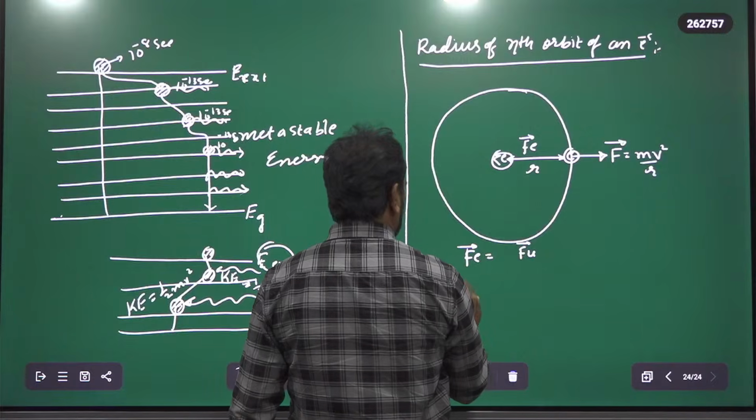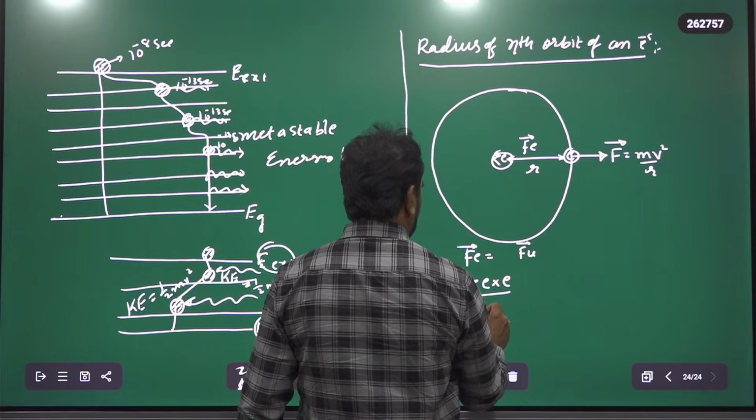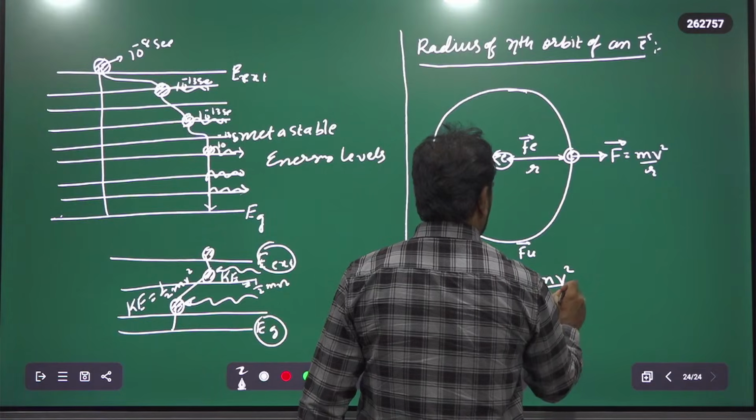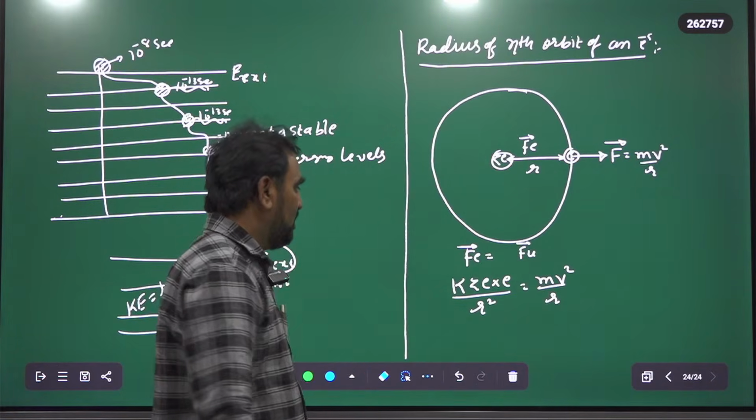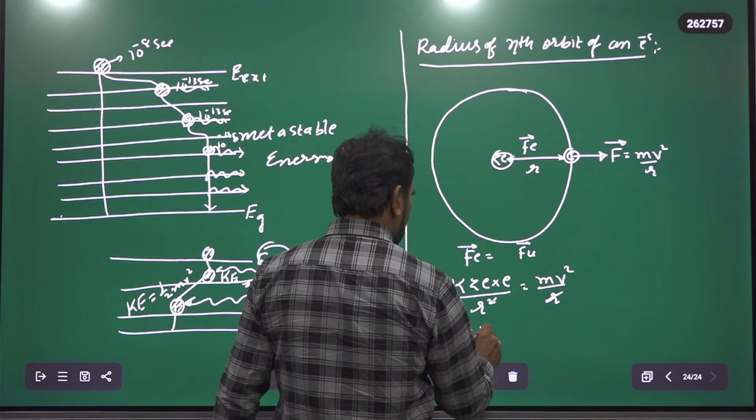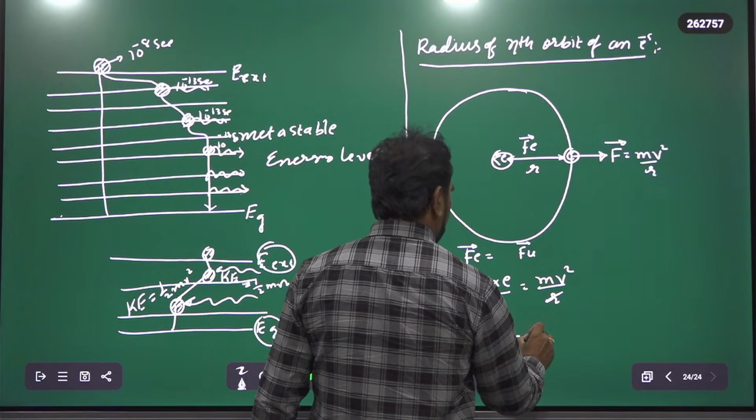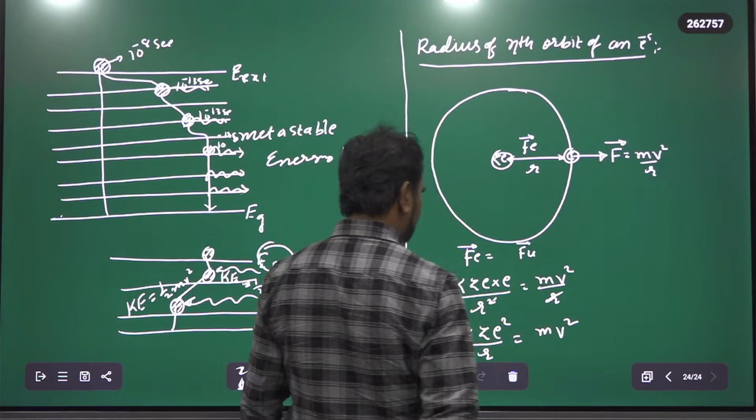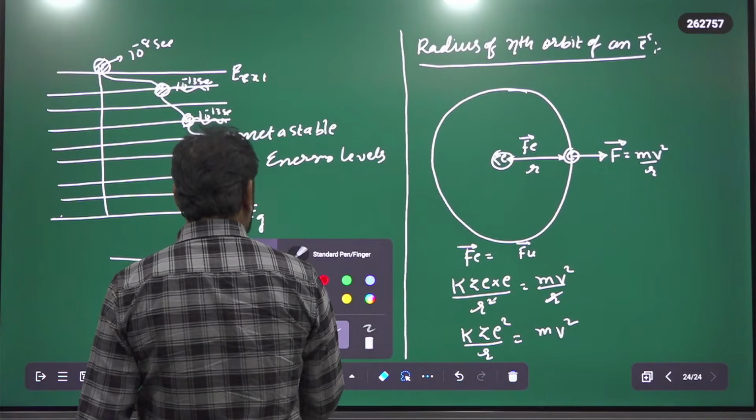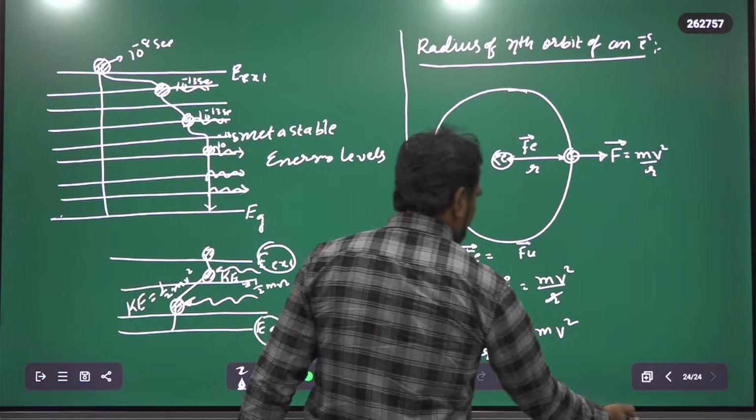That would be equal to kZe into e upon R square. That is equal to, what is that? mv square upon R. Okay, on both sides you should cancel out R like this. That is kZe square upon R, which is equal to, what is that? mv square. Is it clear? mv square.